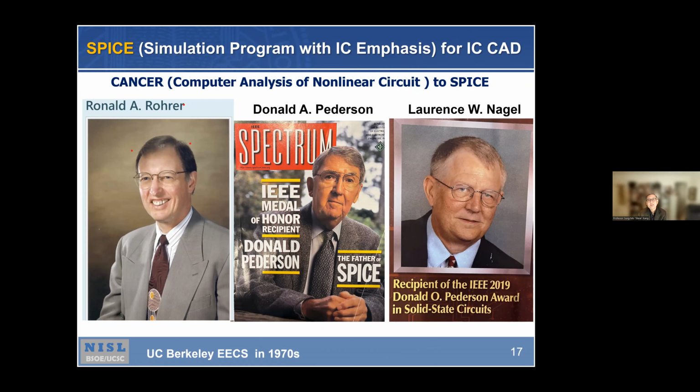But in order to design an integrated circuit, you have to rely on SPICE. SPICE is a simulation program with IC emphasis. And this shows the history of SPICE. In case you didn't hear about it, it was born at UC Berkeley in the EECS department back in the early 1970s. The gentleman you see on the left-hand side is Ronald Rohrer. He's a Berkeley graduate. He was a young assistant professor at Berkeley, and also worked at Fairchild.